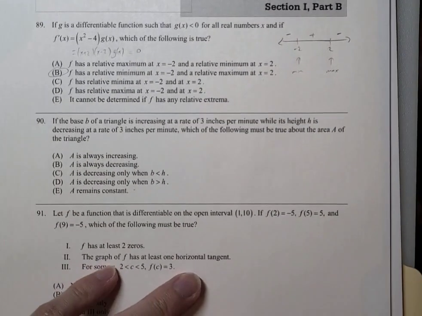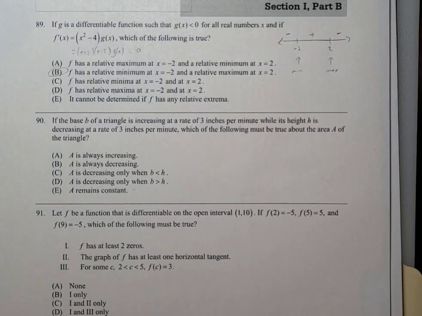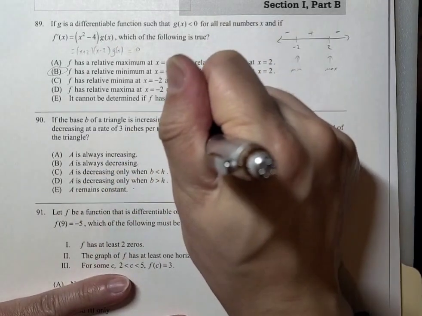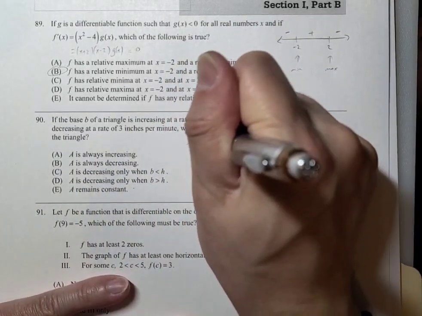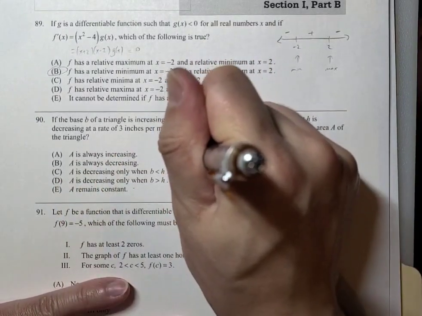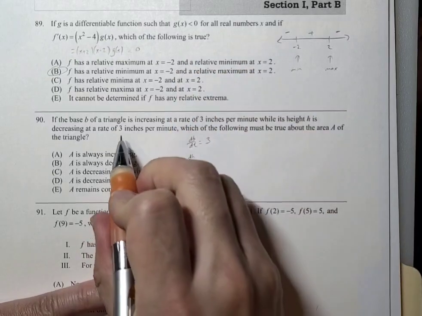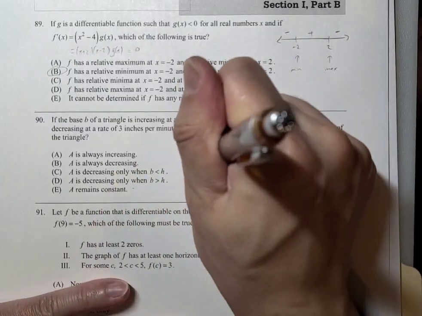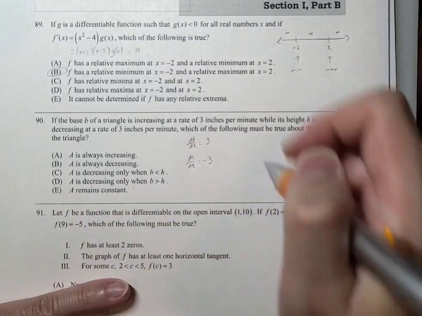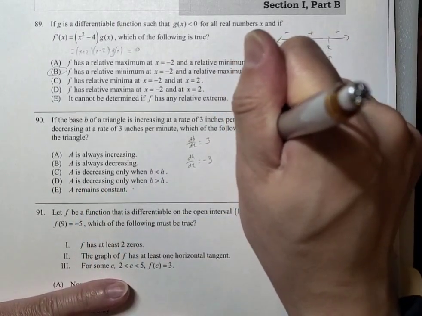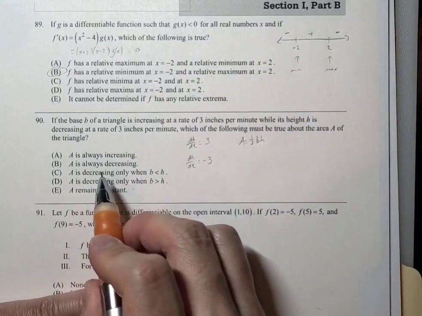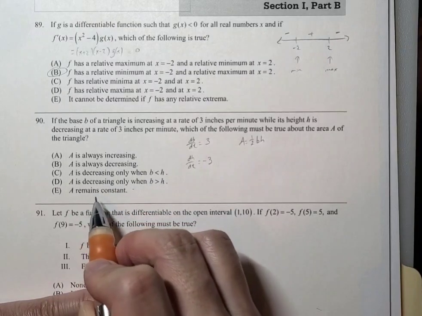If the base of a triangle is increasing at a rate of 3 inches per minute, okay, this is another related rate, so let's write it down. Base is increasing, so dB dt, let's call it, is 3. While its height h is decreasing, so dh dt at a rate of 3 inches per minute, so we put -3, which of the following must be true about the area of the triangle. So what's area? It's half the base times the height. So is A always increasing or decreasing, or will it remain constant?